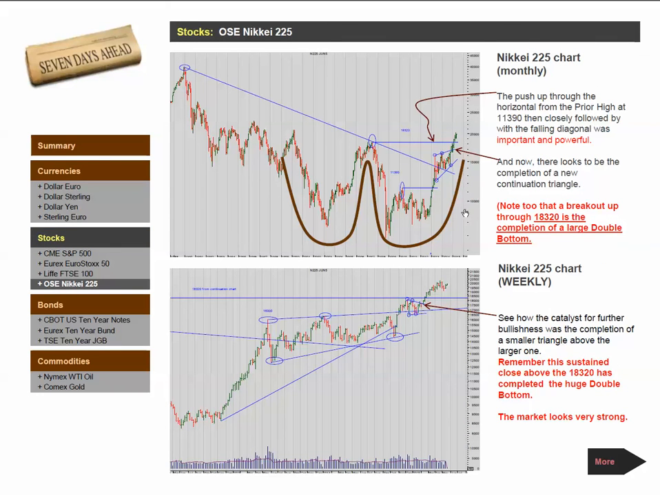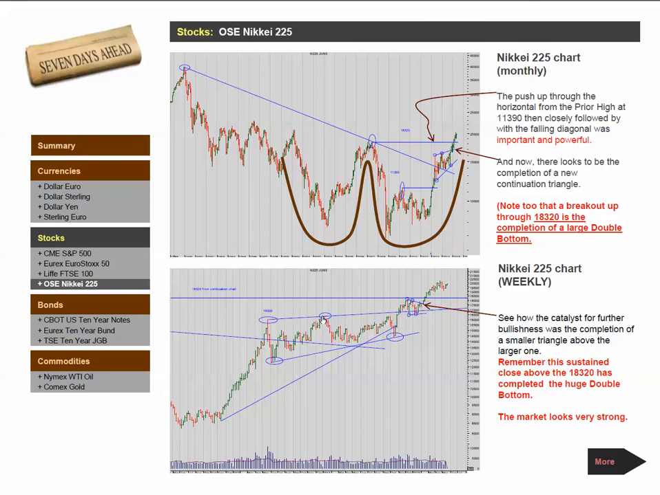the Nikkei 225. This is another of the areas where we have a very firm conviction, arising out of, as I say, the three separate but important interlocking pictures of the market. Here we have in the monthly chart a massive double bottom in the market. Note that the catalyst for the completion of the double bottom was this continuation triangle there, driving it up through.